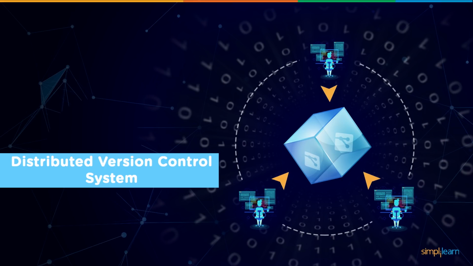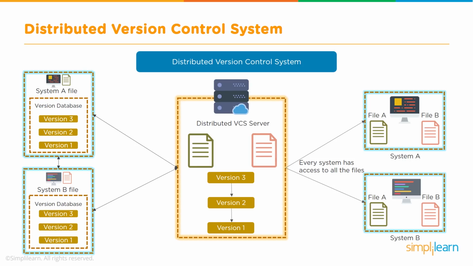So let's now compare this to a distributed version control system. With a distributed version control system, you still have a centralized server that manages the files. But the difference is that as a developer, you check out all of the files for a project.